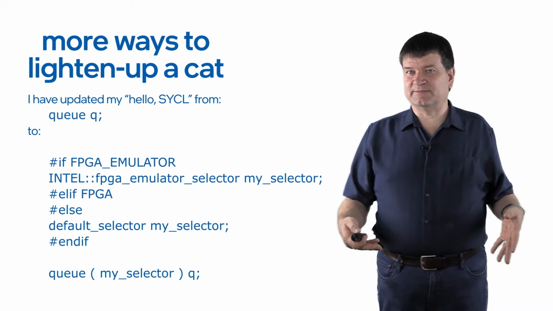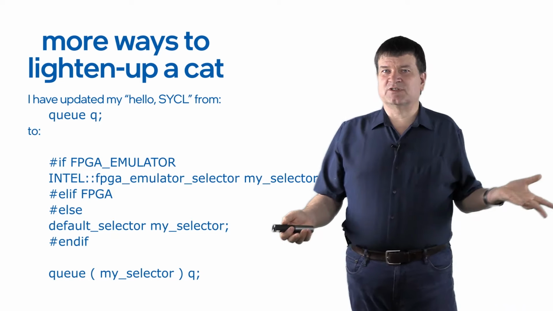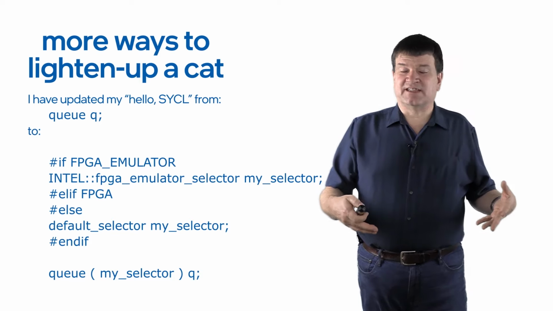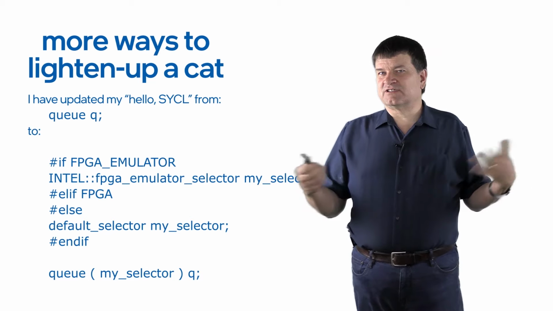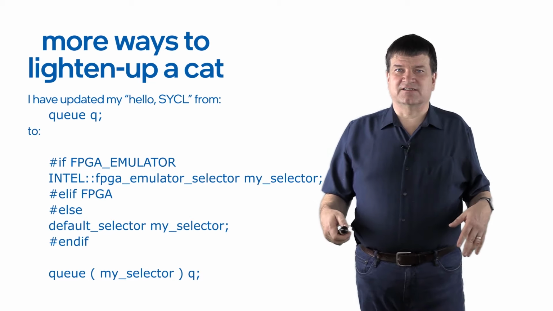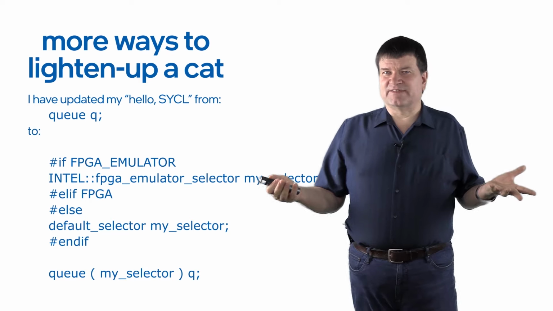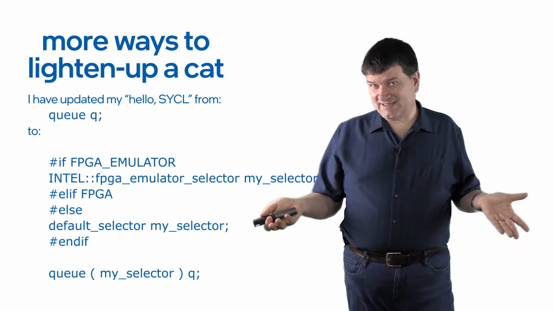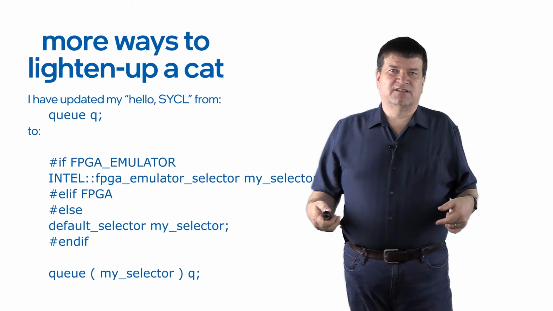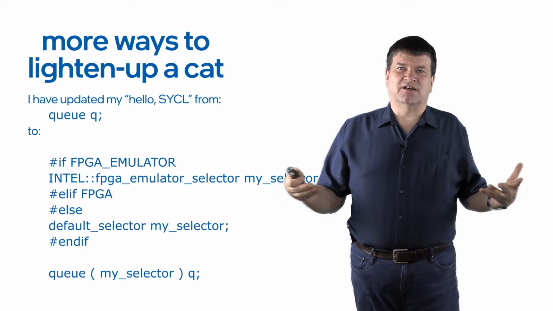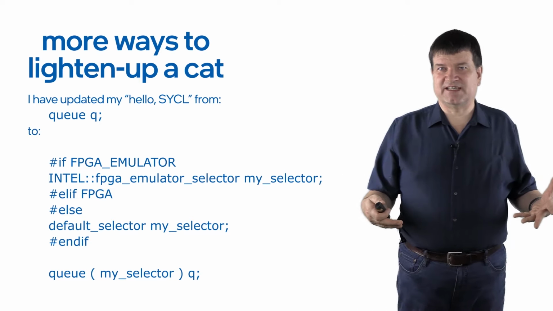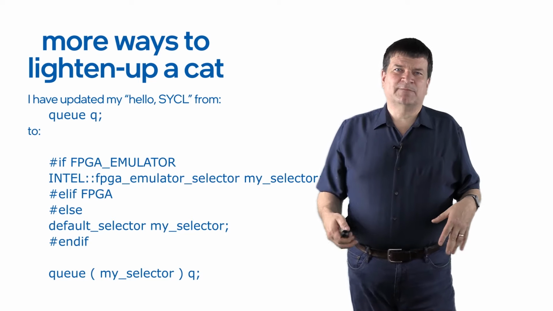For debugging, we can use the FPGA emulator selector and use that on a system with or without an FPGA. We can use an FPGA selector, and then we'll have to run on a system with an FPGA. With neither defined, we're just going to compile and use a default selector, which should select the most performant device available, but it won't pick an FPGA because those are special. I have step-by-step instructions laid out in the blog on how to build this program and run on an FPGA or the FPGA emulator, or use the default selector, just as shown in this code. Be sure to try it out.